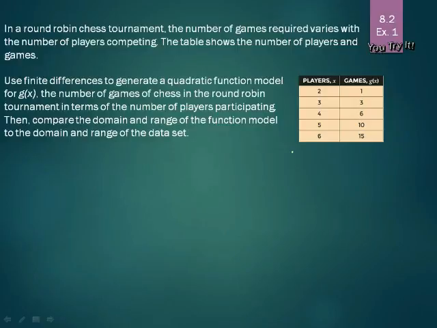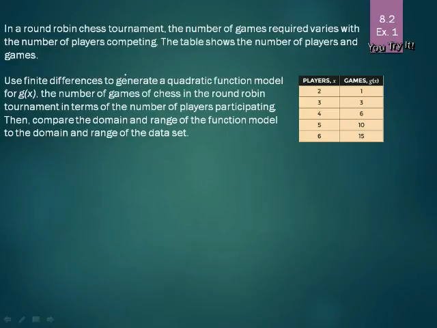In a round-robin chess tournament, the number of games required varies with the number of players competing. The table shows the number of players and games. Use finite differences to generate a quadratic function model for g of x, the number of games of chess in the round-robin tournament, in terms of the number of players participating. Then, compare the domain and range of the function model to the domain and range of the dataset.